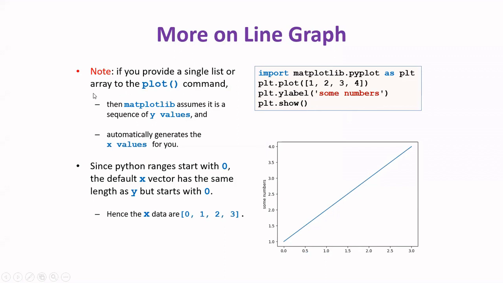If you give a single list or array to the plot command, matplotlib assumes it is a sequence of Y values and automatically generates the X values. Now you can ask the question: in this one, there are no X values, only Y values have been shown. So how does it take that? It automatically takes X values, not a problem. And the Y values, you have mentioned.